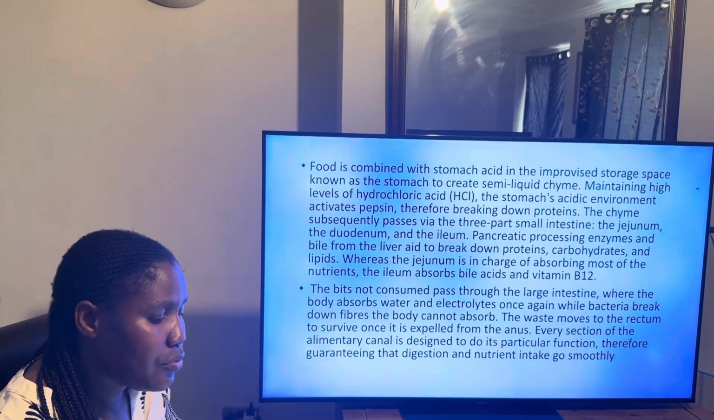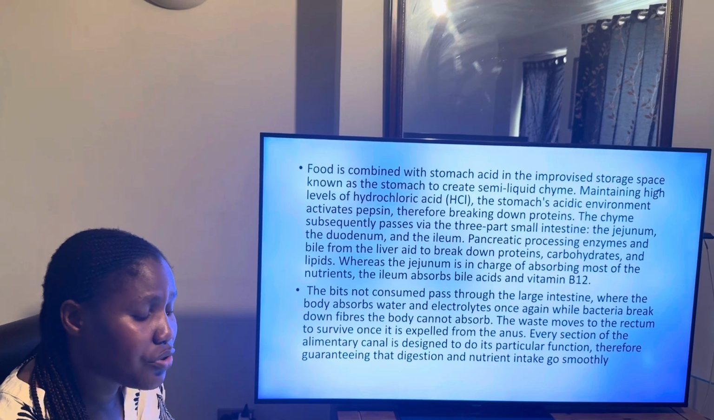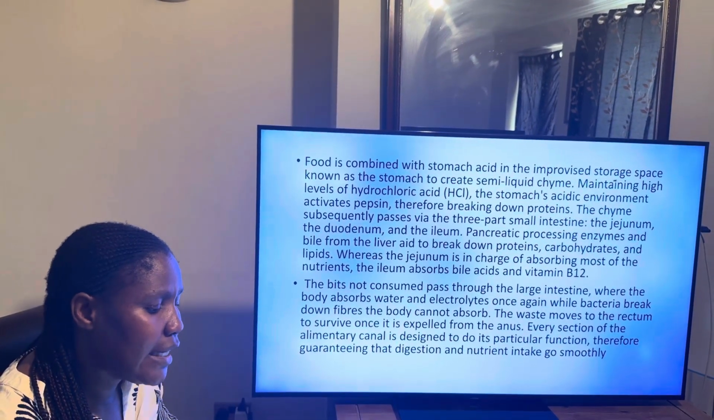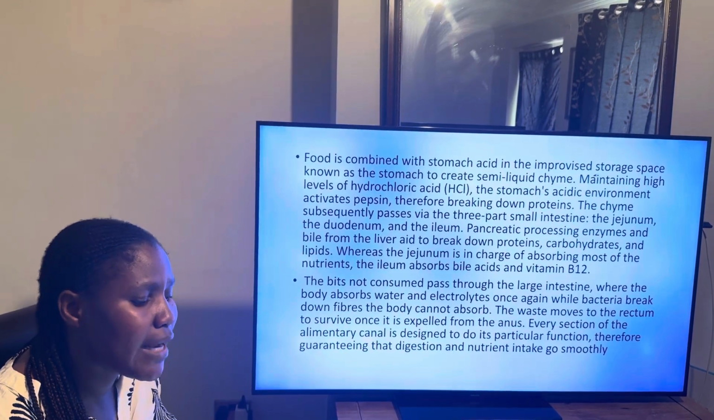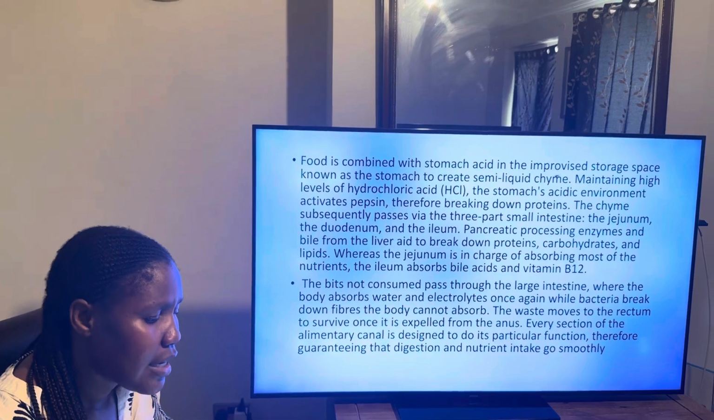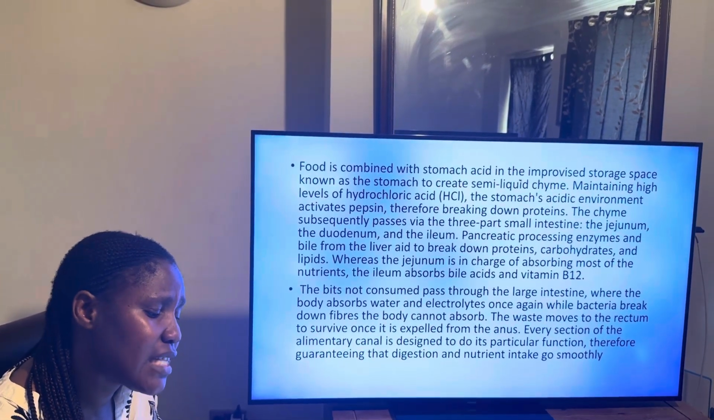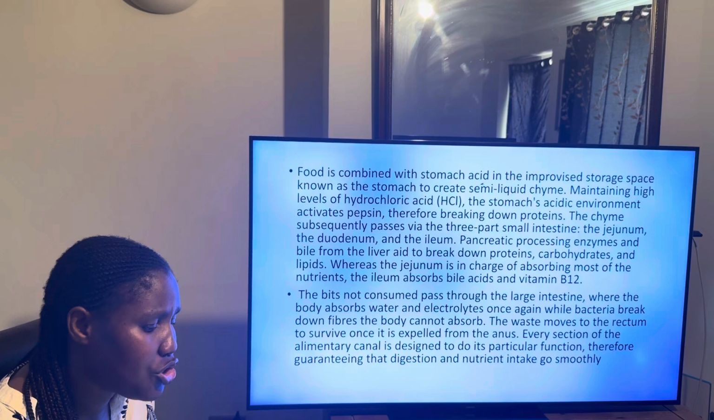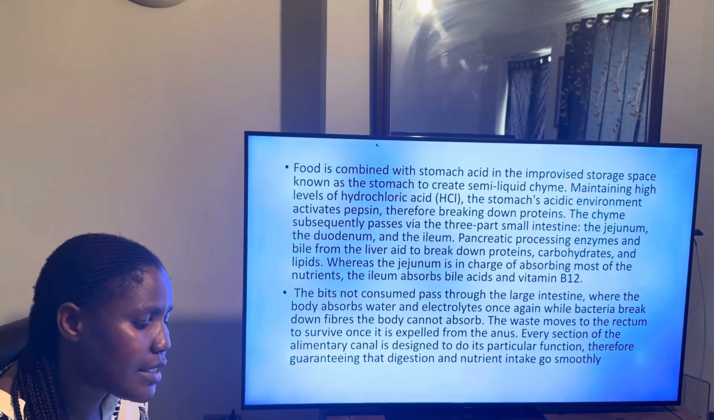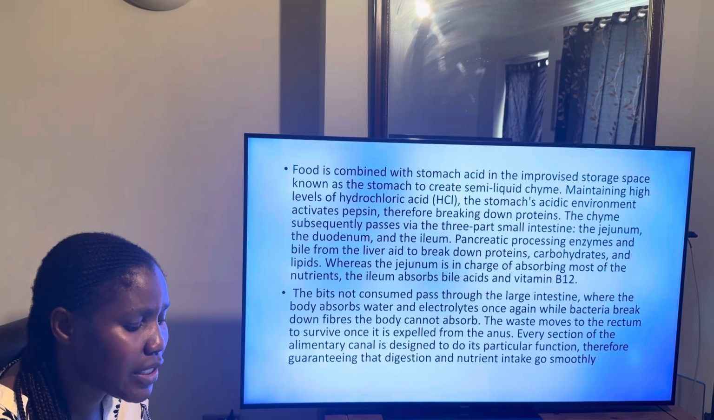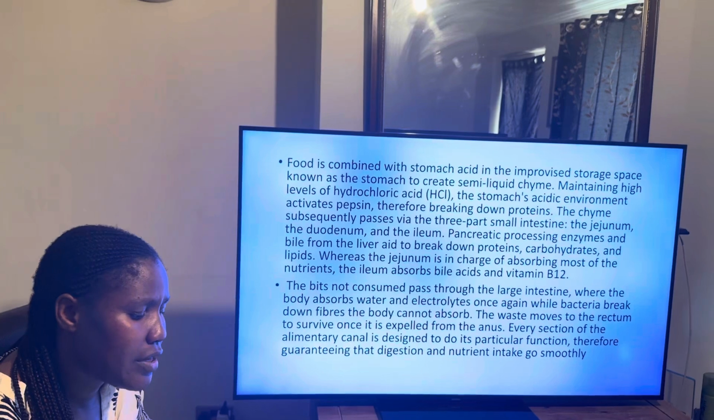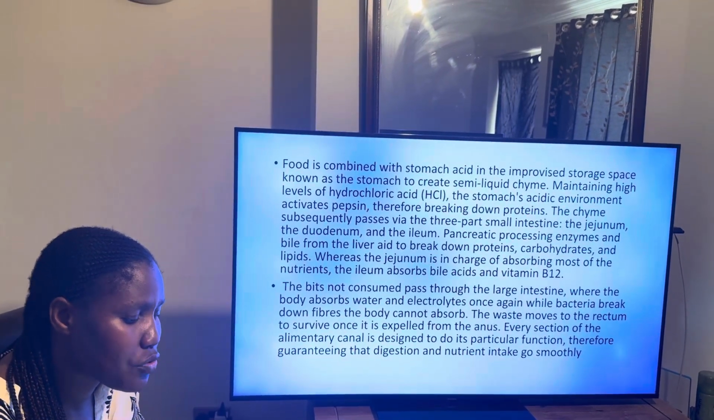Food is combined with stomach acid in the improvised storage space known as the stomach to create semi-liquid chyme. Maintaining high levels of hydrochloric acid, the stomach's acidic environment activates pepsin, therefore breaking down proteins. The chyme subsequently passes via the 3-part small intestines, the duodenum, the jejunum, and the ileum. Pancreatic enzymes and bile from the liver aid to break down proteins, carbohydrates, and lipids, whereas the duodenum is in charge of absorbing most of the nutrients.